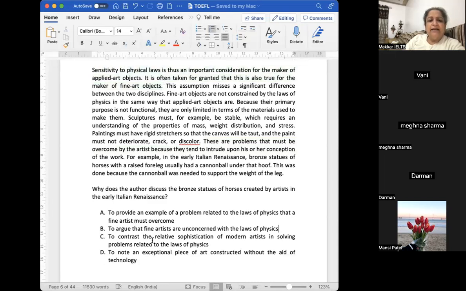Okay? Then, to contrast the relative sophistication of modern artists in solving problems related to the law of physics. So sophistication, modern artists की relative consider, इसका कोई जिक्र नहीं है, ठीक है? Then, to note an exceptional piece of art constructed without the aid of technology, ऐसी भी कोई बात नहीं है. So what should be the answer? A. A is the answer, that they have to overcome.